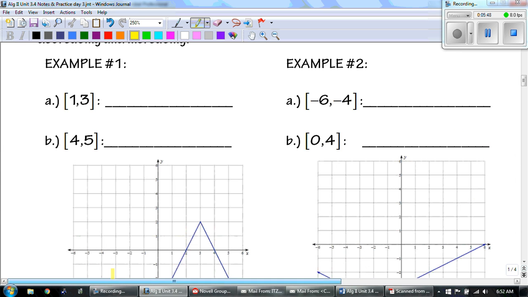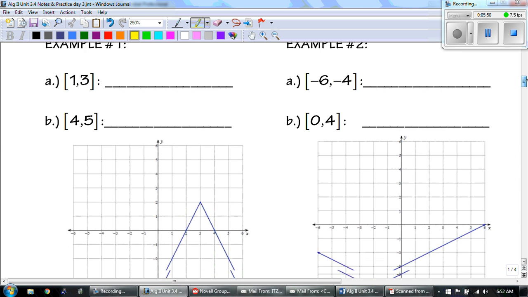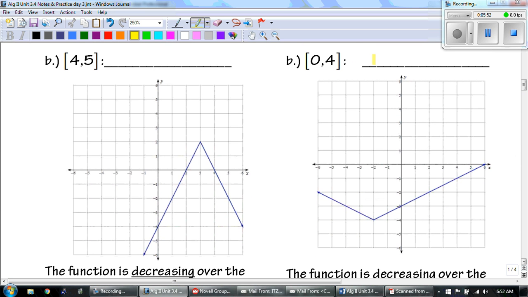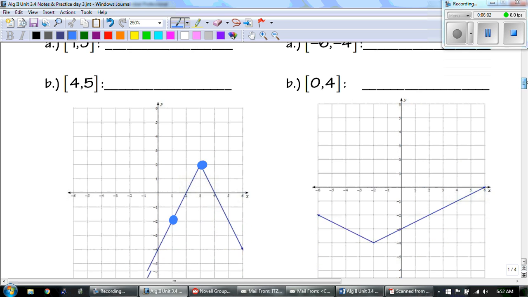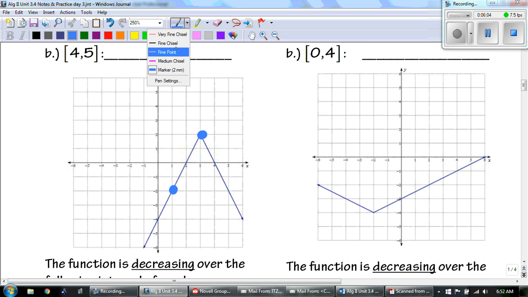So example number 1, we've got 1 and 3. So when x is 1 and when x is 3, what's my average rate of change? Well, I have to go up 1, 2, 3, 4. I go up 4, and then we go to the right 2.